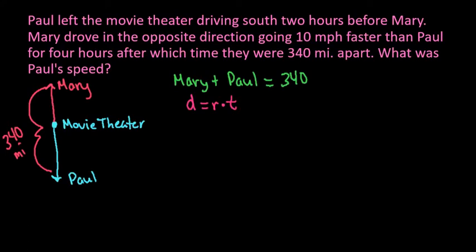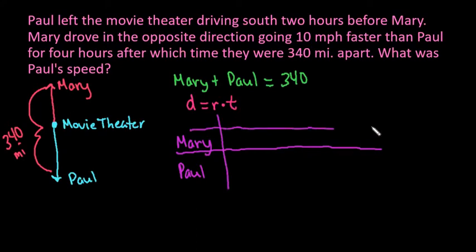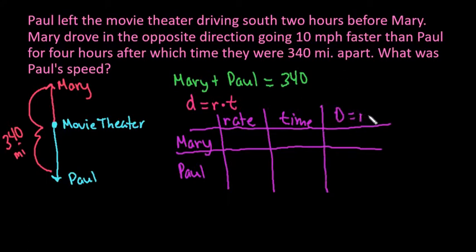I'm going to set up a spreadsheet just because it's easier to keep track. Because there is so much information in these problems, I really advise setting up a little table to help you keep track of everything. So we have Mary and Paul, and we need to know information about their rate of travel, also known as the speed, the time, and the distance, which is equal to the rate times the time. Rate is always going to be r, and the time is always going to be t.